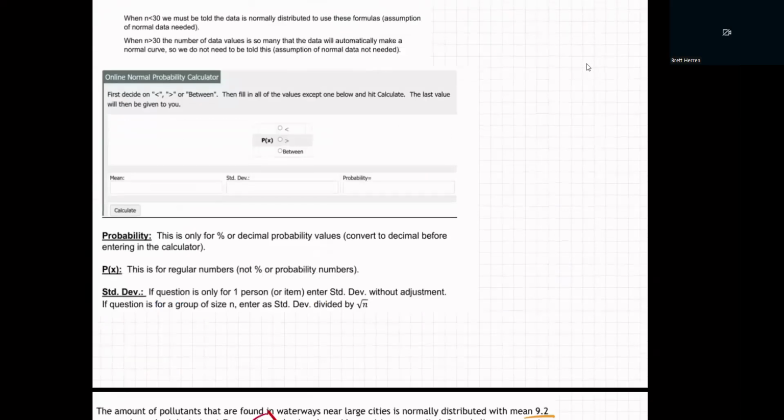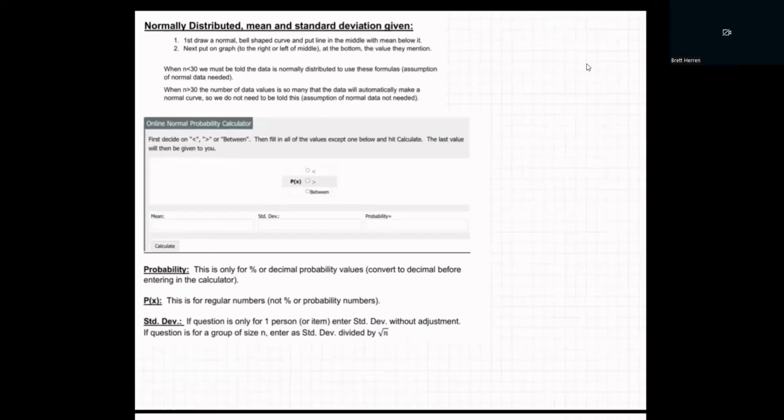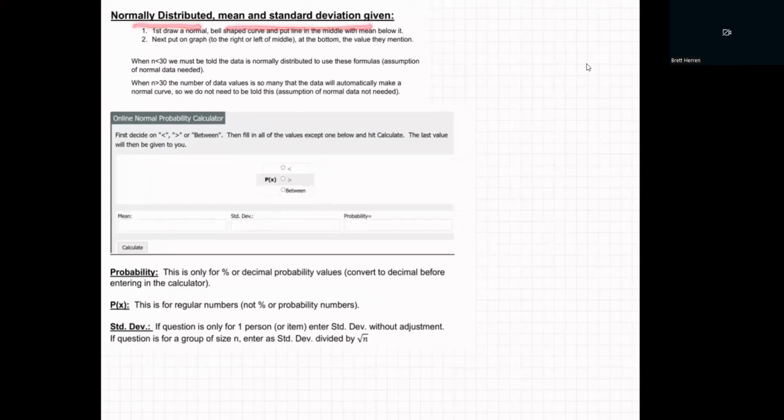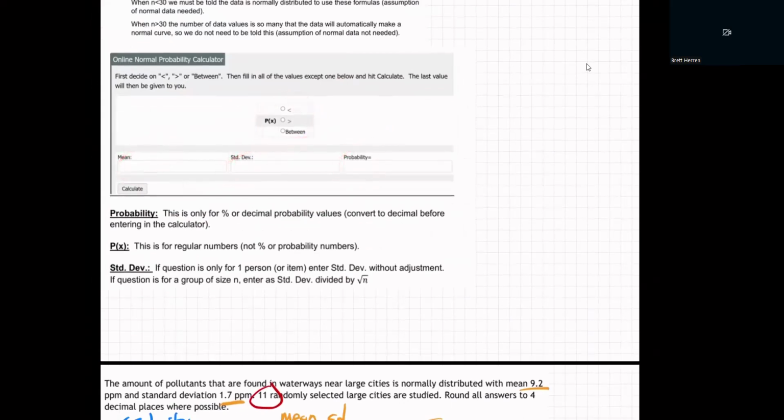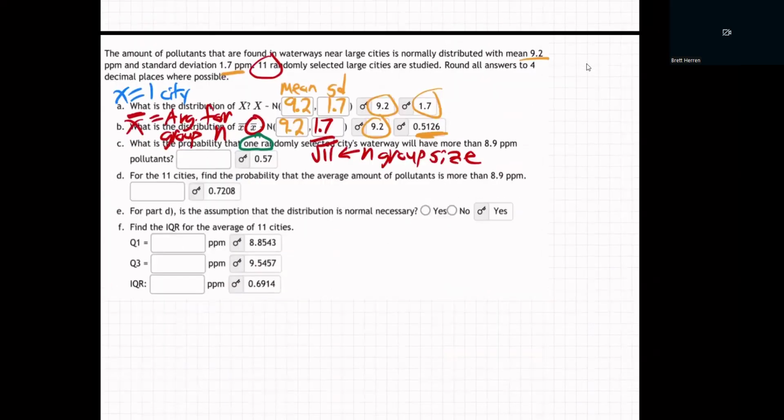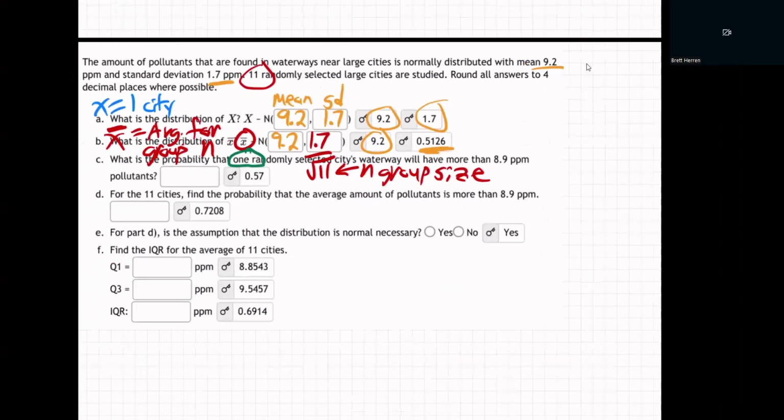Well, here's the online calculator. This is the notes right here. Whenever you have normally distributed, mean, and standard deviation, draw a bell curve, put it on there, and this is the stuff you're going to use. Notice it says fill in all of the values except one below, and then hit calculate. The last value will then be given to you. What do we put in that probability box? This is only for percentage or decimal probability values, convert to decimal. Whereas P of X, this box up here, is for regular numbers, not percentage or probability numbers. We already know standard deviation and mean, those are easy. So that's how we're going to use the calculator. When I go to the calculator for part C, let me tell you what I'm going to do.